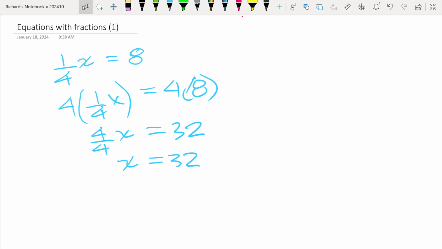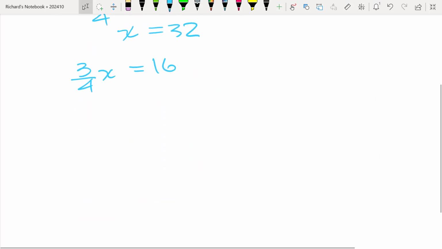Now, suppose I have a more complicated situation like this. Once again, I'm going to identify the denominator of the fraction, which is a 4, and I'm going to multiply both sides of the equation by 4 to scale the equation up to eliminate the fraction, like this.